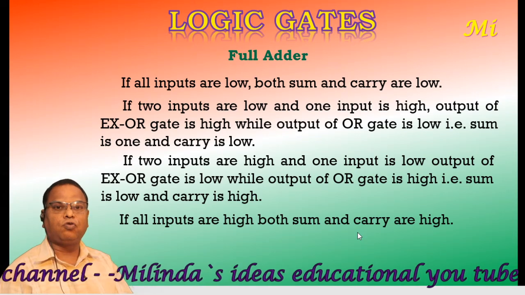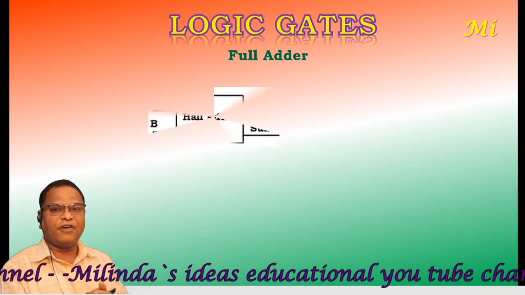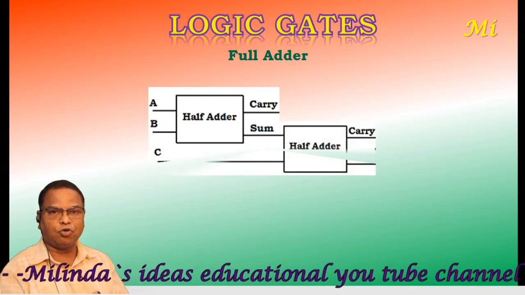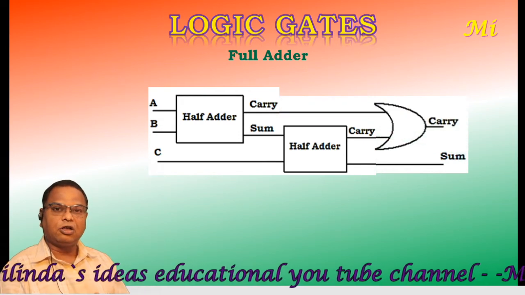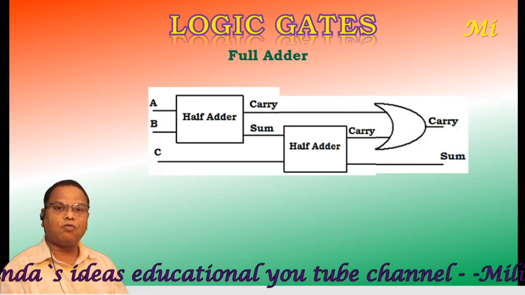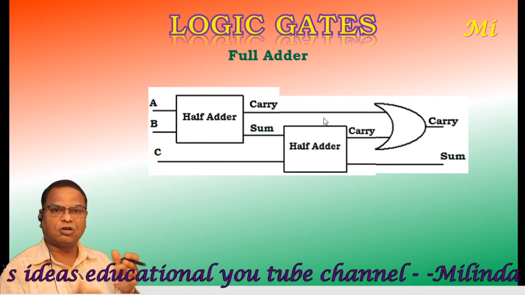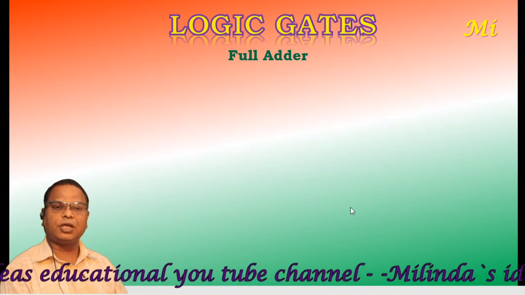That is full adder. Now by using the half adder, the full adder can be easily constructed. The figure shows how the two half adders and the OR gate are connected to get the output of full adder. So two half adders and one OR gate are used for the construction of full adder circuit. Now friends, we are going to work the truth table.